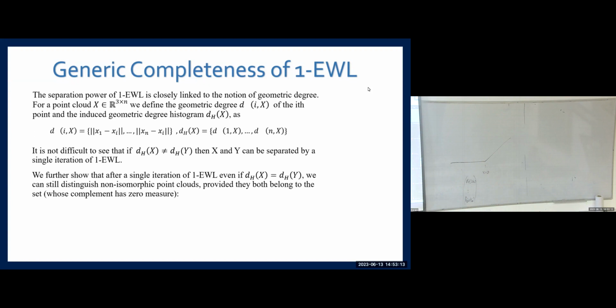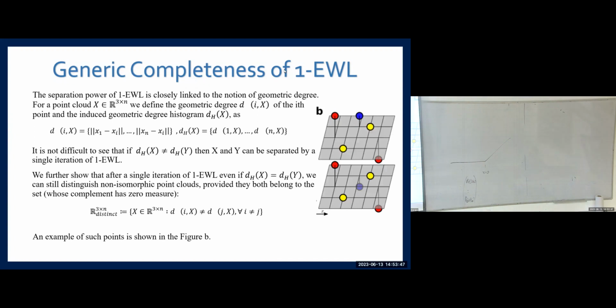The interesting thing that we saw in our research is that even if the degree histograms are identical, so it means that after one iteration of one WL, the readout function yielded the same coloring histogram, one EWL can still distinguish non-isomorphic inputs. Maybe it's a lot of words, but it will soon be very obvious.